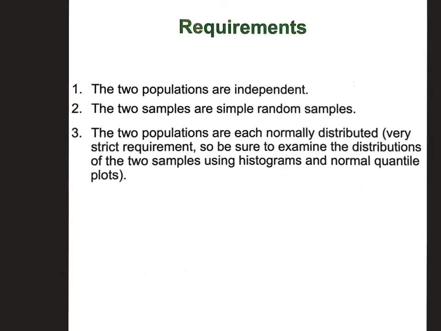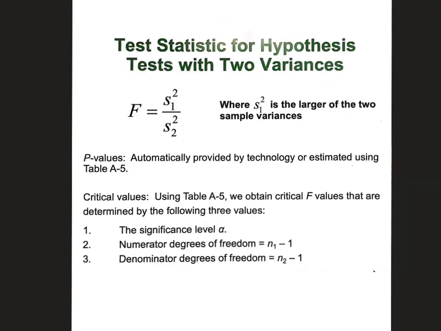All right, requirements for this to work. The two populations must be independent. That's going to happen pretty much all the time. The two samples are simple random samples. I mean, what a shock there. And number three, the populations are each normally distributed. Very strict requirement. They must be very close to normal. We can use either histograms or a QQ plot to see if they are normal or not, but they need to be very close to normal.